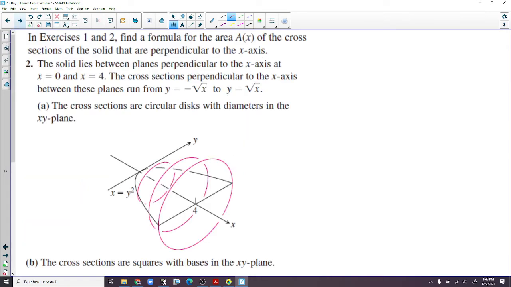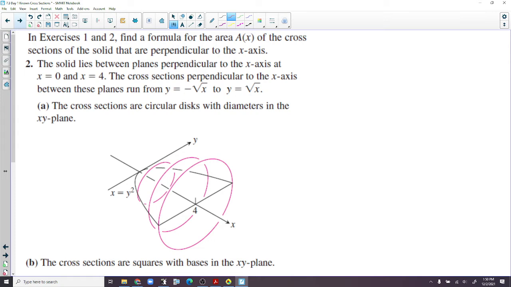What do we got? All right. This is right out of the book. This is number 2. And it says, find a formula for the area of the cross-section of the solid that are perpendicular to the x-axis. So they're saying don't do the integral. Just what would you integrate? What's the area you would integrate in x?